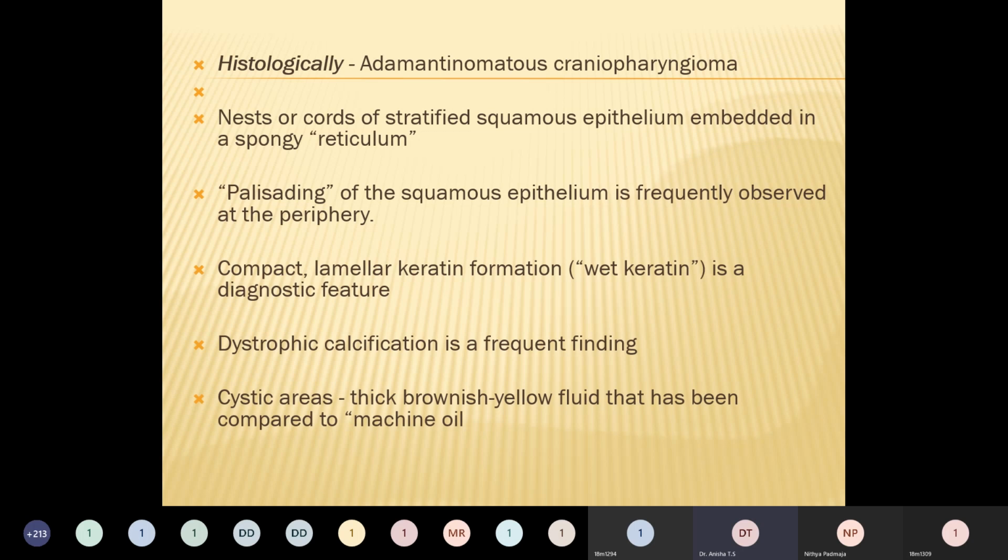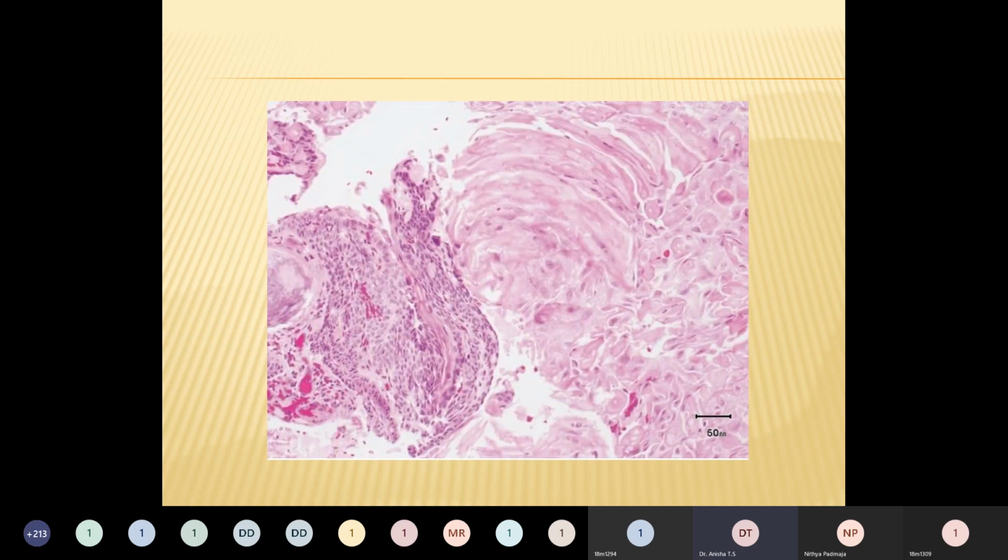Okay, and there is also some cystic degeneration, and the cystic areas. What is a cyst? Cyst is nothing but a fluid filled cavity. Here also there are a lot of cystic areas which form in your craniopharyngioma, and in this cyst there's a buildup of fluid. So when surgeons actually operate on this, when this tumor exudes this brownish machine oil appearance, they'll have a diagnosis in mind even before they send it, called as craniopharyngioma. So this is a picture showing wet keratin and cords of squamous epithelium.